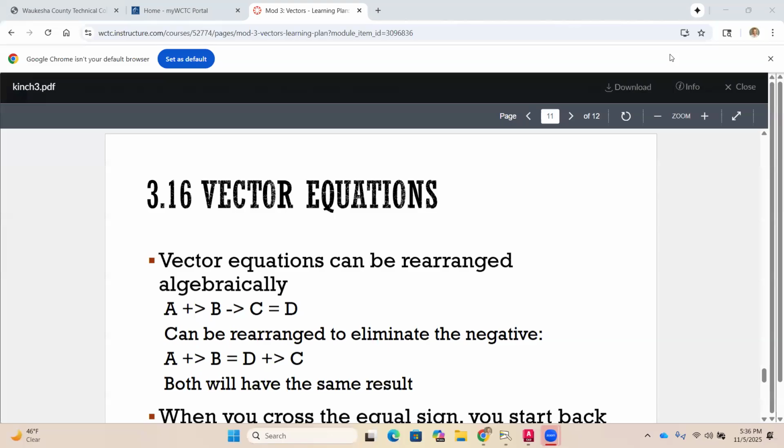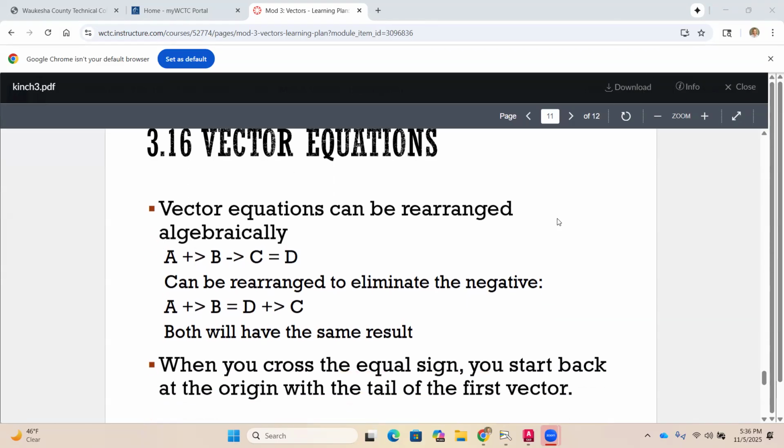So, okay, we are going to continue on in Module 3, which is Chapter 3 in our textbook. The next sections we're going to be looking at are in regard to vector equations. We started off this module looking at vector additions, which are familiar to us from previous classes. Vector subtraction might have been a newer concept for most of us, but we found out how to work with that. And now we're going to be looking at vector equations.